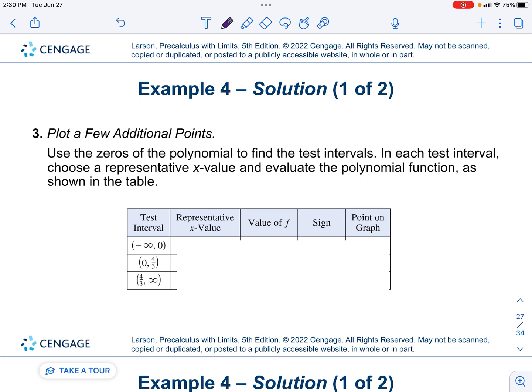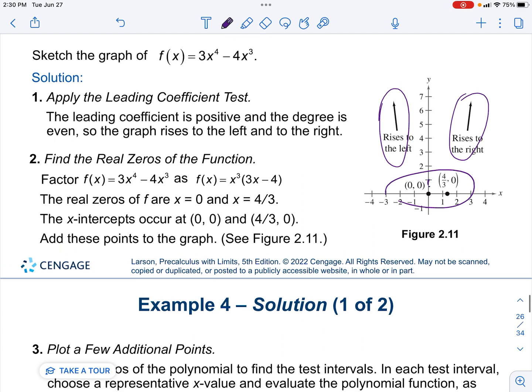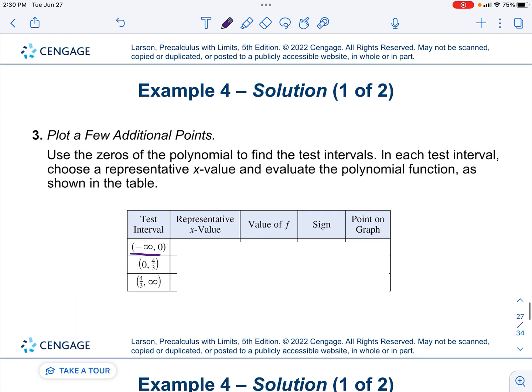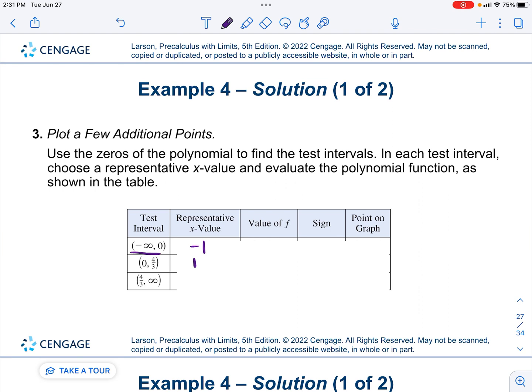So here are some intervals that I set up. Negative infinity to 0, that would be to the left of this zero, like over here. Let's get another point over there. Let's get a point right here in the middle of those zeros to see what's happening. And then let's get a point over here to see, can we get some more accuracy there? So picking a number between negative infinity and 0, you can pick whatever you want. I'd probably pick -1. You pick a number between 0 and 4/3. I'd probably pick 1 because it's easy. Pick a number between 4/3 and infinity. I'd probably pick 2.